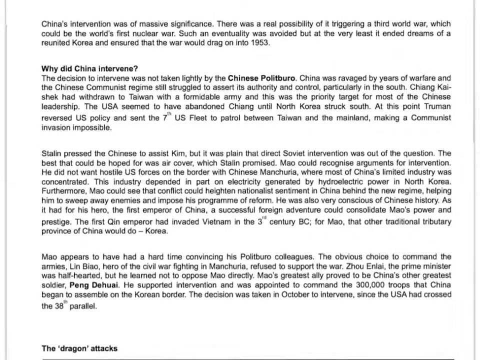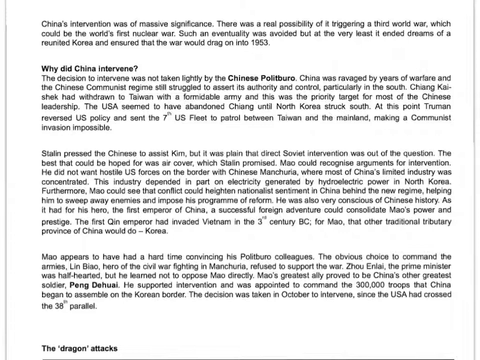China's intervention was of massive significance. There was a real possibility of it triggering a Third World War, which could be the world's first nuclear war. Such an eventuality was avoided, but it at the very least ended dreams of a reunited Korea and ensured the war would drag on until 1953. Why did the Chinese intervene?